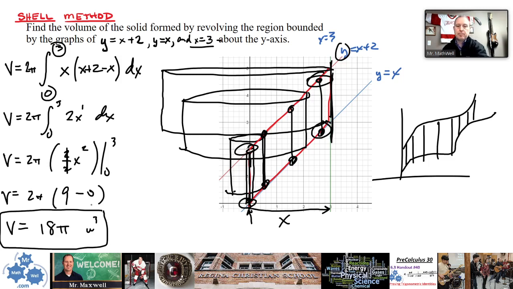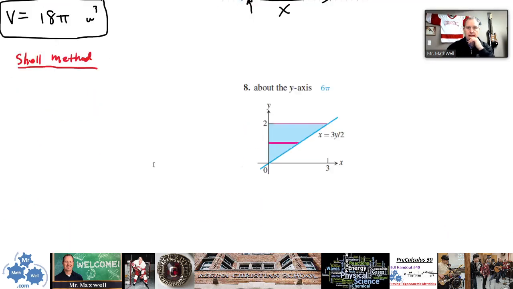Okay, so that is your first example with the shell method here. Let's do this one. This is question number 8 from your assignment. And if you're in my class, you did this question, or should have done this question. You rotated and used the disk method. Let's do the shell method, okay? Let's get a little bit more practice here.